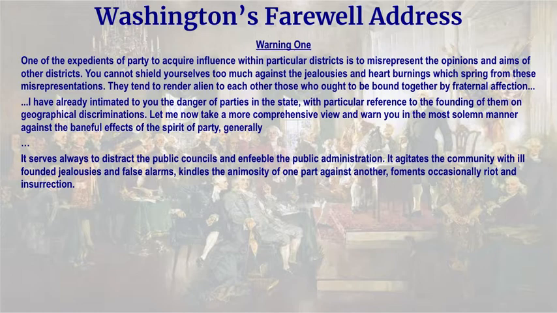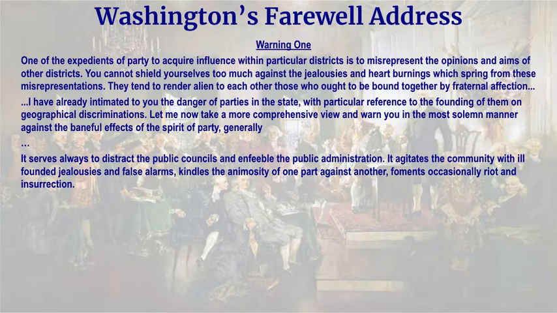You cannot shield yourself too much against the jealousies and heartburnings which spring from these misrepresentations. They tend to render alien to each other those who ought to be bound together by fraternal affection. I have already intimated to you the danger of parties in the state, with particular reference to the founding of them on the geographical discriminations.